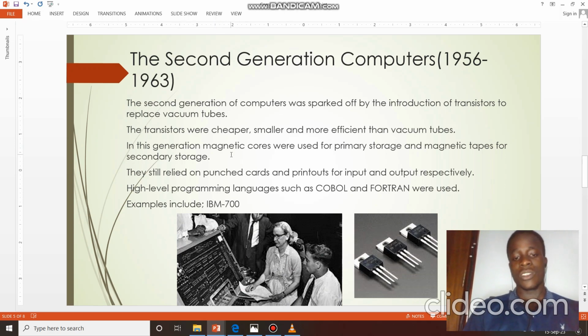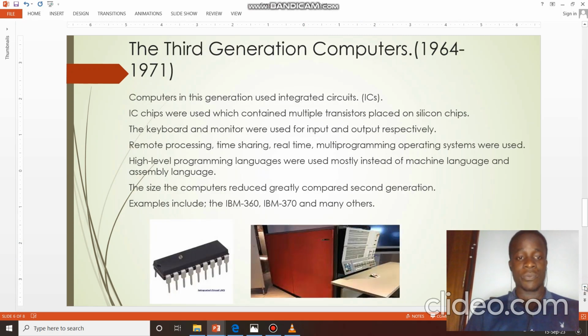Also, second generation computers used magnetic cores for primary storage and magnetic tape for secondary storage. They still relied on punched cards and printouts for input and output respectively. There was the introduction of high-level languages such as COBOL and Fortran. The IBM 700 is an example. The picture shows the transistors. That's it for that generation of computers.